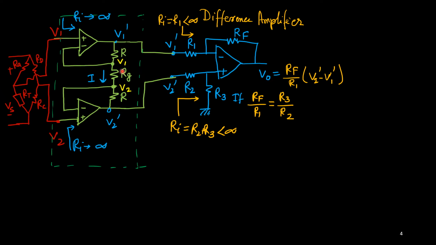This current I is obviously (V1 minus V2) upon RG. You know that there is no current through this line, because no current can enter into the op amp, due to high input impedance. So whatever current is coming here is coming from this line. Throughout this line you will get the same current, I.